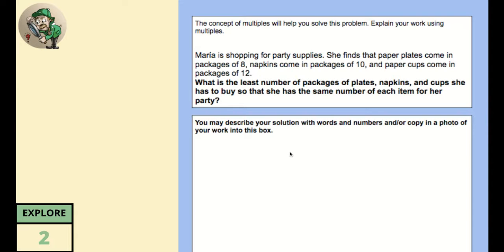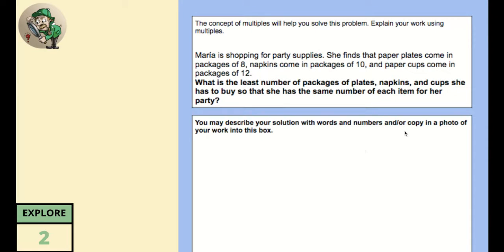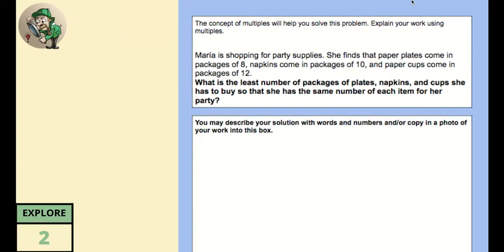And you have a choice of just typing in your answer here, or doing it on paper and pencil, taking a photo and copying that into this box. Good luck.